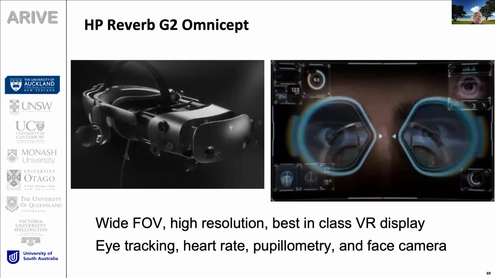So for example, Hewlett-Packard have just released the Hewlett-Packard Omnicept VR headset. It has a very wide field of view, high resolution, but the most important thing is that it has heart rate tracking integrated into the VR headset, pupillometry and eye tracking, and also face camera as well. So some of the earlier experiments we did where we had to have people wearing lots of equipment, they don't need to wear that anymore because it's all inside the head mount display. So it's super easy to do the studies.